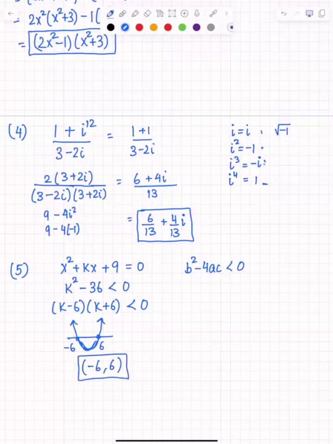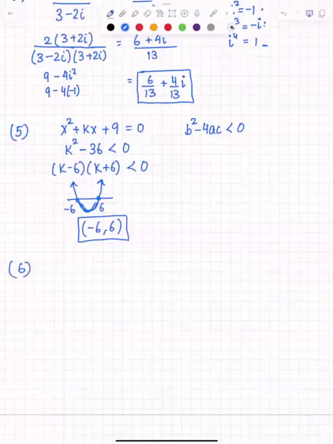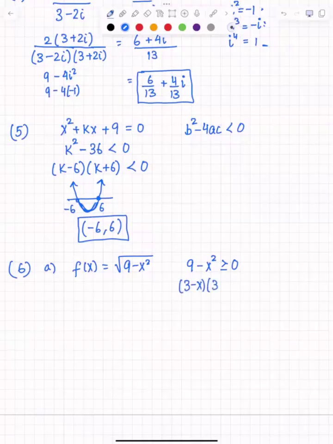Okay. Number 6. State the domain. First one is f of x is square root of 9 minus x squared. Well, the domain restriction is what? Under a square root has to be greater than or equal to 0. This is minus x squared plus 9. So it's a sad parabola. The coefficient of x squared is negative. The zeros are 3 and negative 3. So where is this greater than or equal to 0? Between negative 3 and 3.